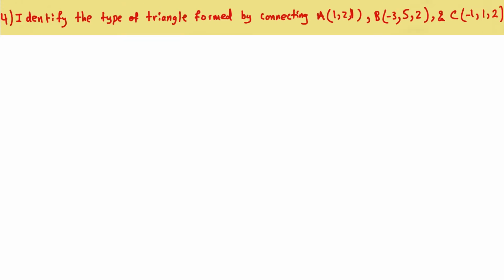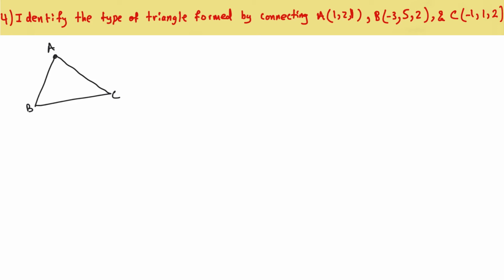For the last example in this video, we're asked to identify the type of triangle formed by connecting these 3 points. So let's do that. As we talked about before, I'm going to draw this out. We don't know how it looks, but I'm going to draw a random triangle. It's going to be A, B, C.